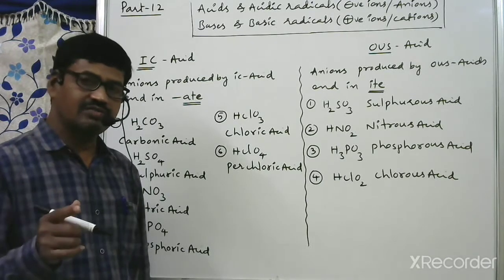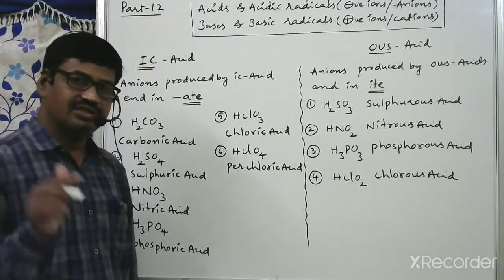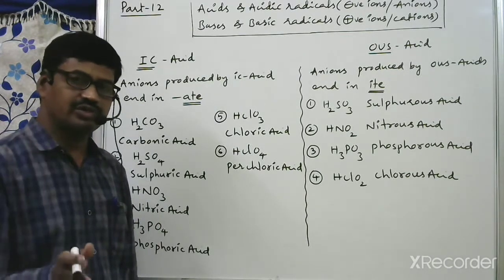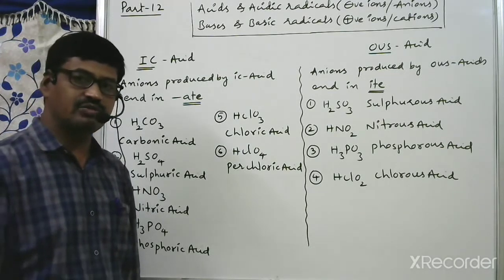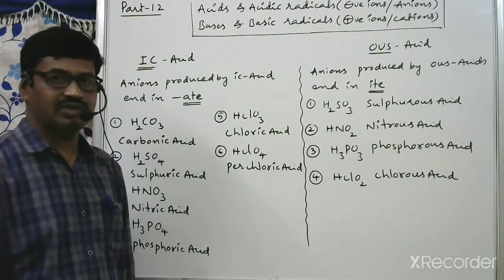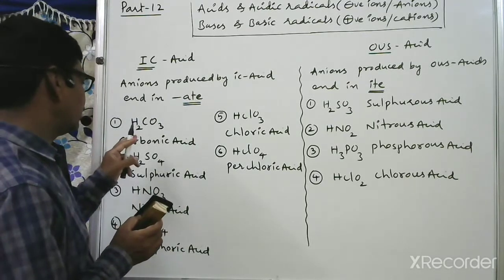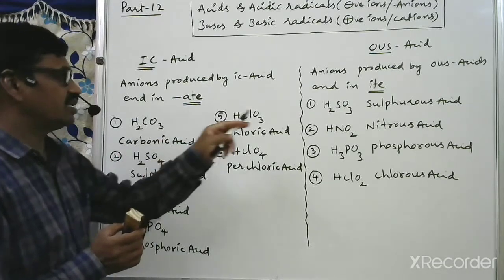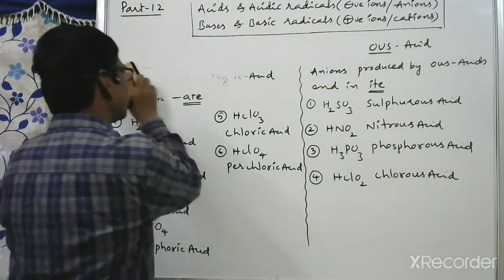For getting molecular mass, again you should know the atomic masses of all the elements. In the first or second session, I gave all the atoms up to 30 elements with their atomic masses. Those atomic masses you have to learn by heart. Now I'm going to explain how to write anions. So already I gave one hint here.